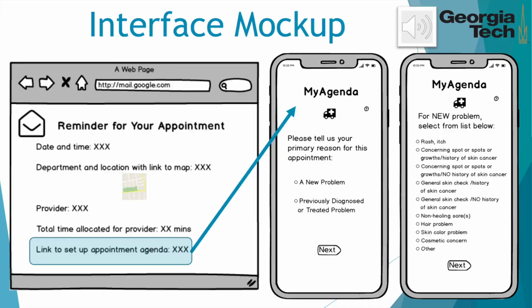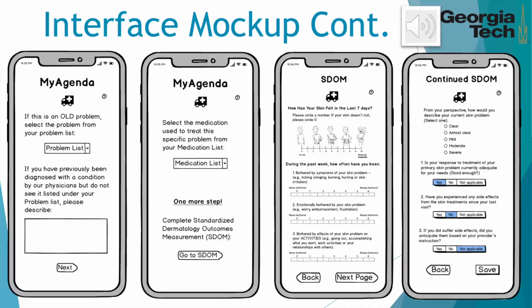First, the patient will receive an email which contains all details about the appointment and the link that directs to my Agenda app. Then, as the workflow indicates, first the patient will select the primary reason. If it is a new problem, there will be 10 selections to choose from. If this is an old problem, there is a problem list linked to the patient's medical record to choose from. If the problem is not listed, then the patient will have to type in the free text box.